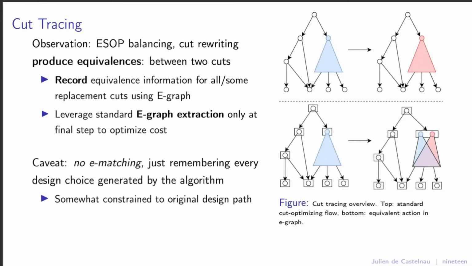Of course, the caveat here is that there is no E-matching. All we're doing here is simply remembering every design choice generated by the algorithm. So in some sense, we're still constrained to the design path taken by the original algorithm. We can't exactly deviate by applying something else to the EGRAPH. Surprisingly though, in spite of this, tracing can still identify some sizable optimizations.